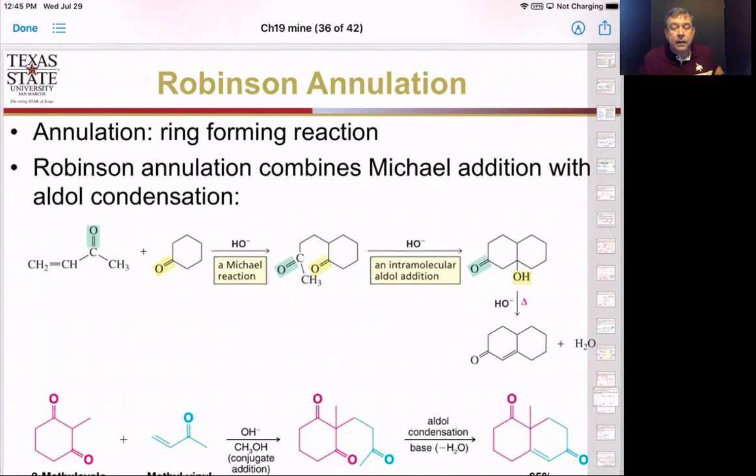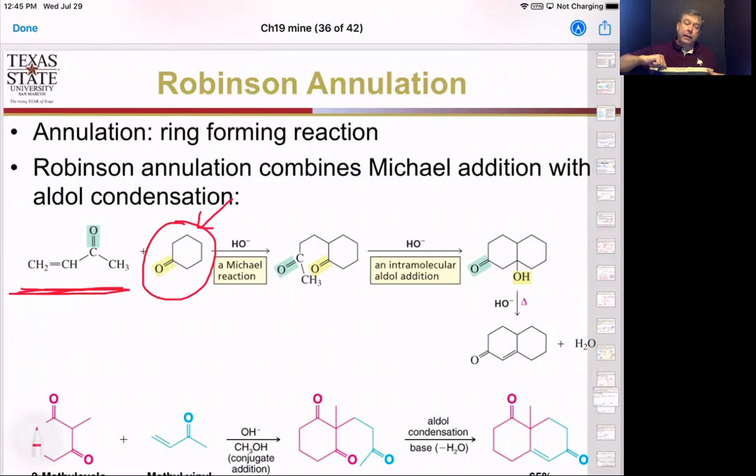Okay, so let's go through that and see if we can track where all the bonds are going in our system. Let's start with something simple. This is our ketone right here, our conjugated ketone, and we have our regular ketone over here. When we do this, we know we're going to make this our enolate because it's not the conjugated species. The conjugated species is going to be attacked by our enolate.